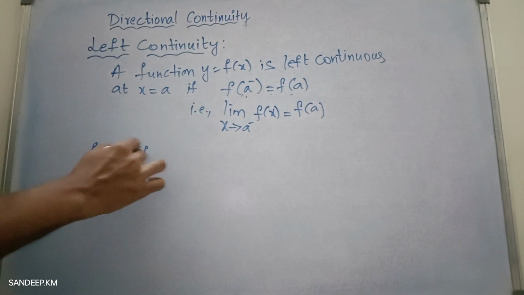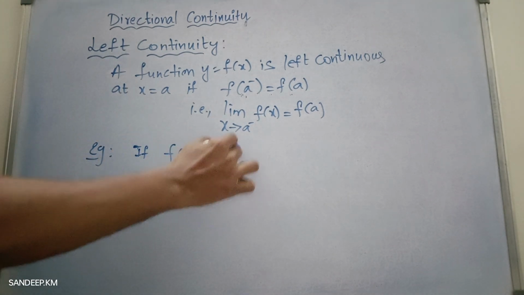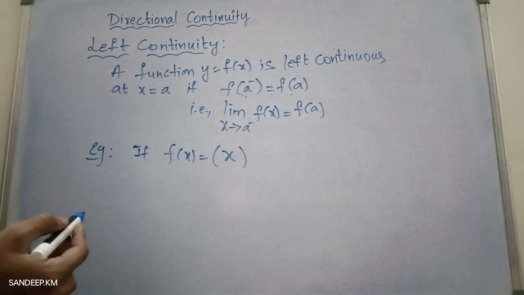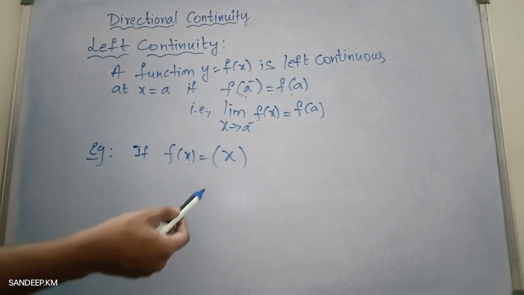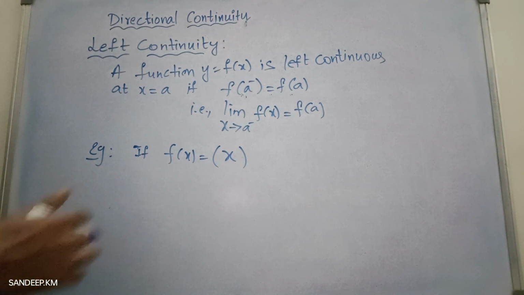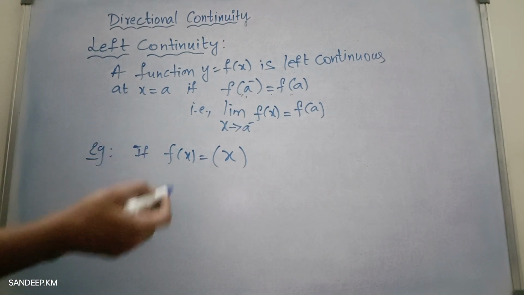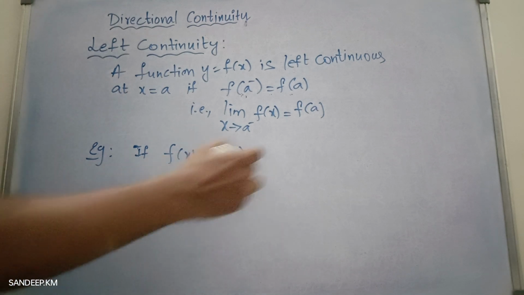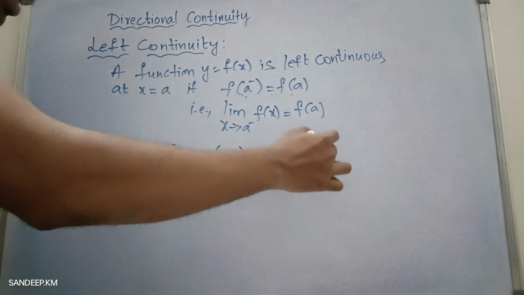So if f of x is equal to the roof of x, you know what is a least integer function? We call it roof of x or ceiling of x. So I hope you know all these functions and their properties. Let us discuss whether the function is left continuous or right continuous at some integer. Let the integer be 2.